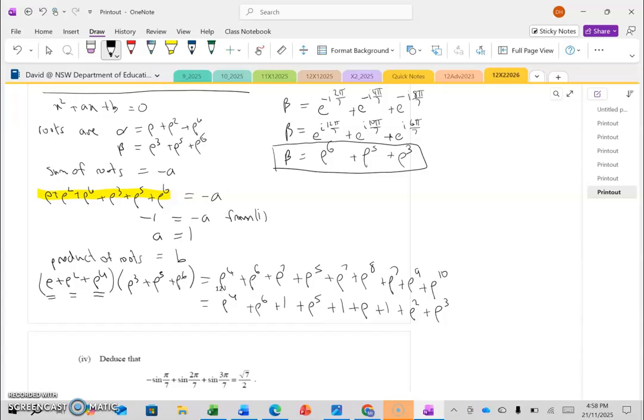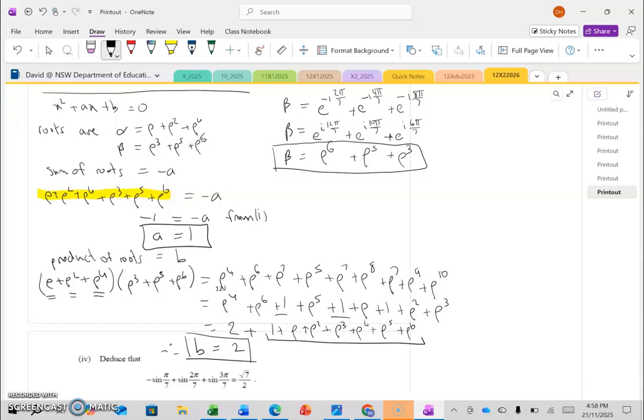Okay, now have a good look at what this is. If you look carefully, there's 2 plus, and then I've got 1 plus rho squared, cubed, power of 4, power of 5, power of 6, which is beautiful because I've got every power there going up to power of 6, and this from part I is equal to 0. So the product of roots, which equals b, is 2. Okay, so I've worked out that a is 1 and b is 2.